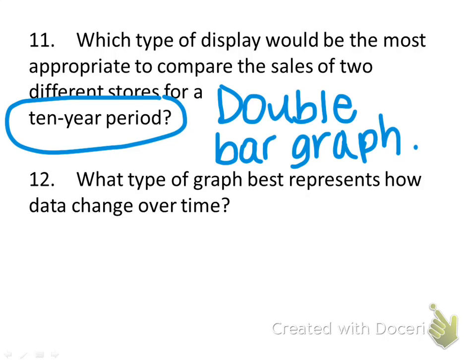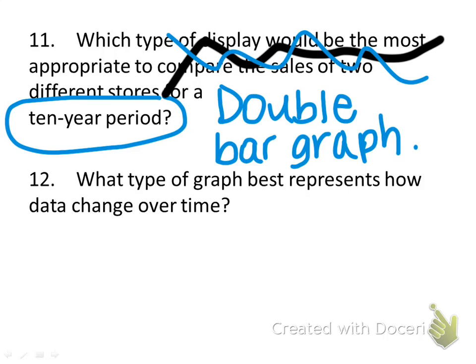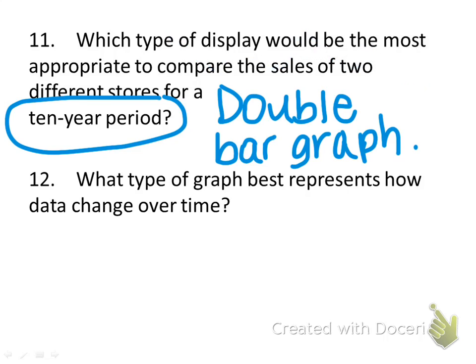A line graph would get messy because you would have a line here and you would have a line here, and that looks messy. So the best way to display that data would be to have a double bar graph. That would be two bars next to each other for each month, for each year, to show the 10-year period.